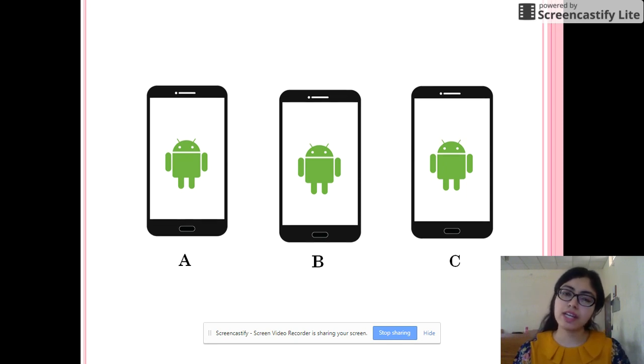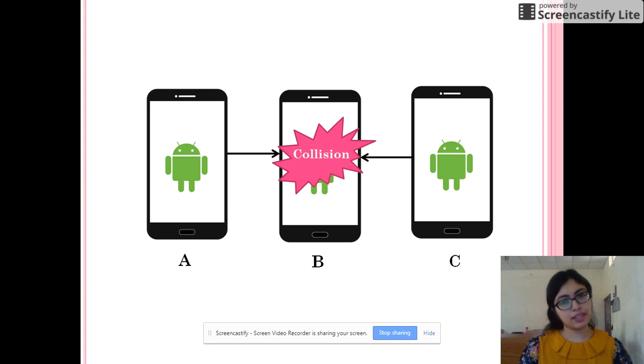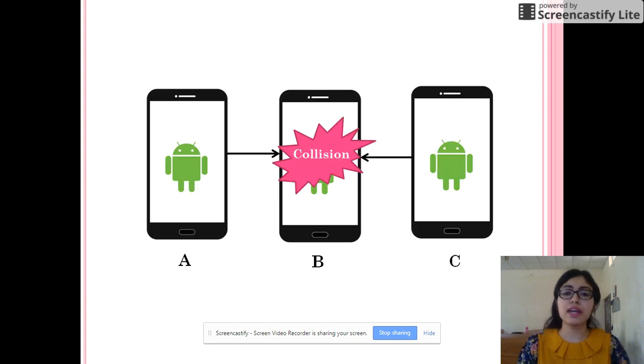Now, when A and C both sense B as being idle, they both think, okay, B is free, our receiver is free, let's send our data to it. They both try to send data to B, and it results in a collision. Since A was hidden from C and C was hidden from A, they both sent data to the same terminal, and it resulted in a collision.